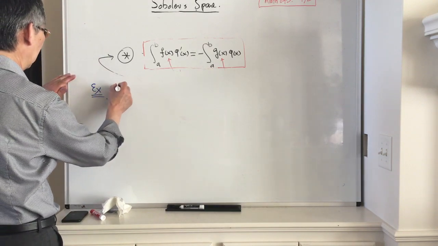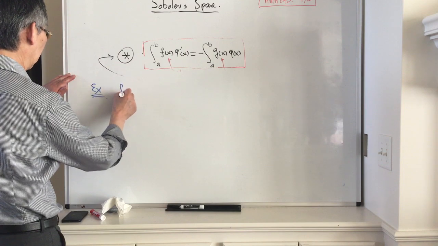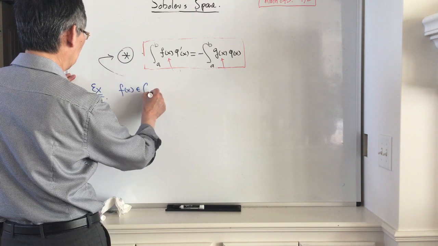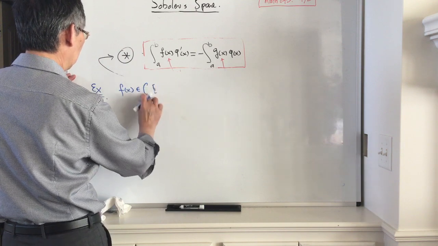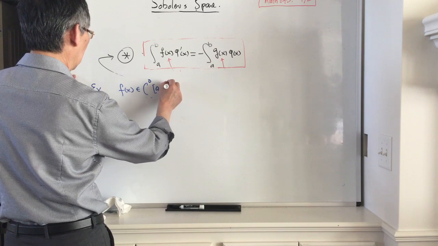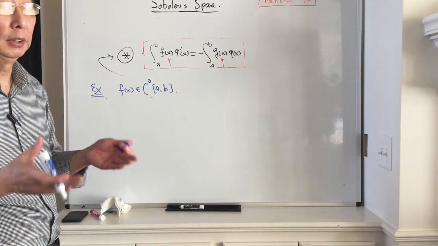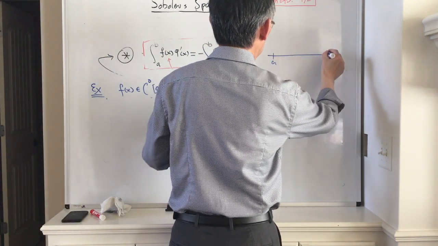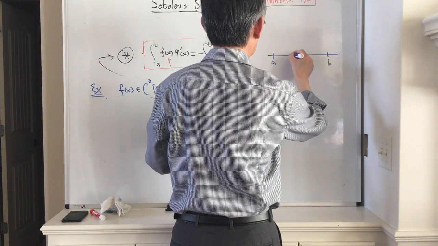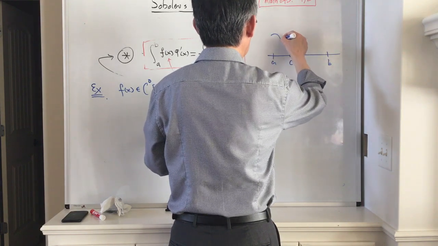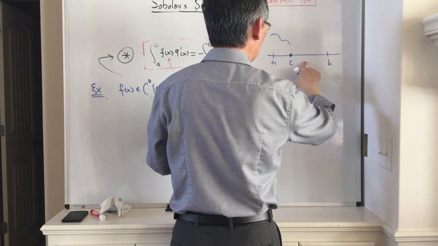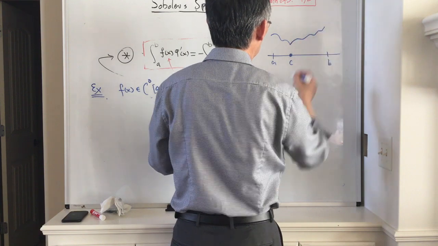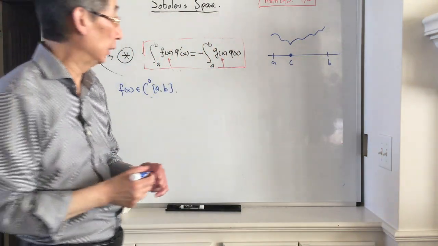The example is that you have a function f(x) which is not in C1, but only in C0. It's just a continuous function. However, it is piecewise C1. Here's the situation: from a to b, and there's a point c here. The function is C1 here, and on the second interval it is also C1. But when you connect these two pieces together, you can see there is a corner.